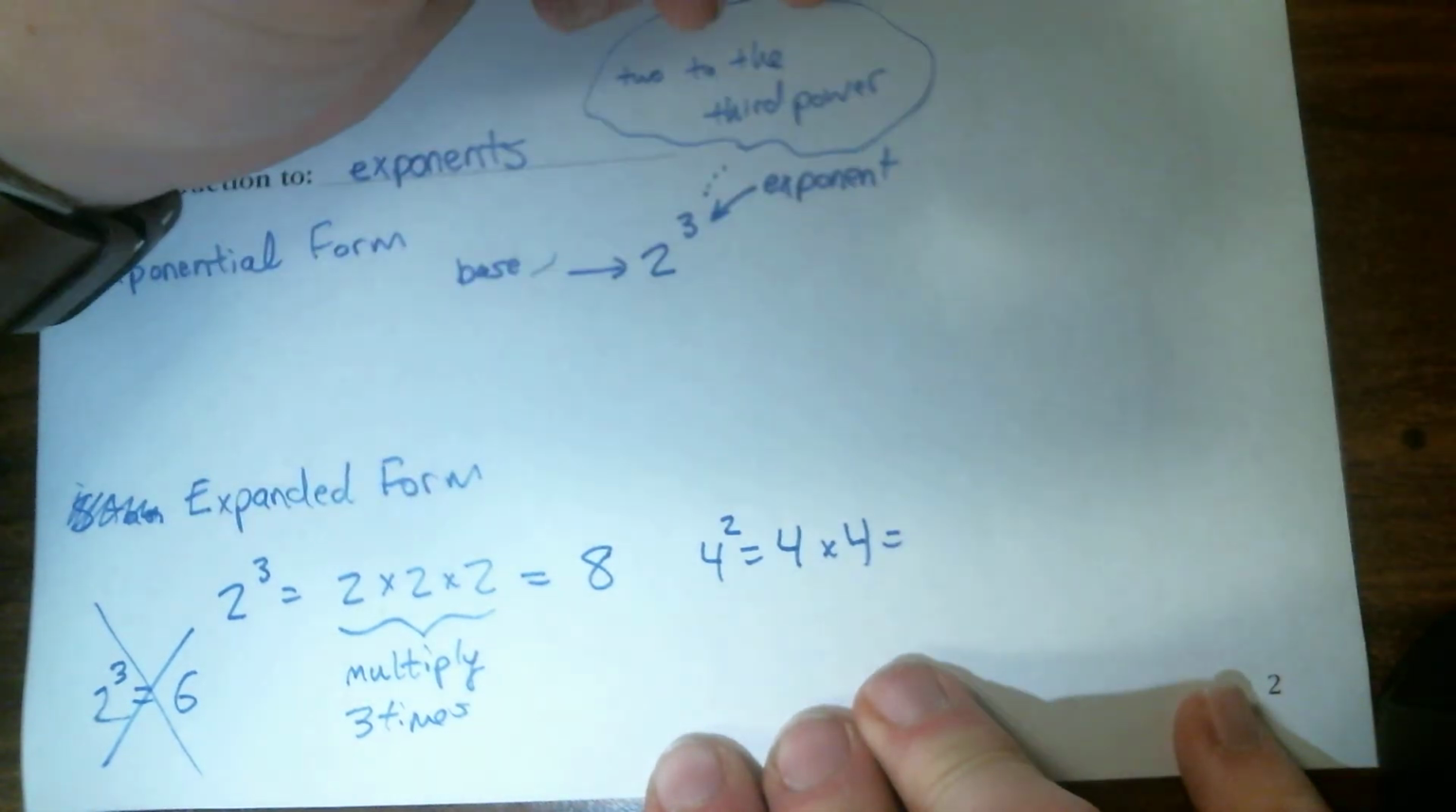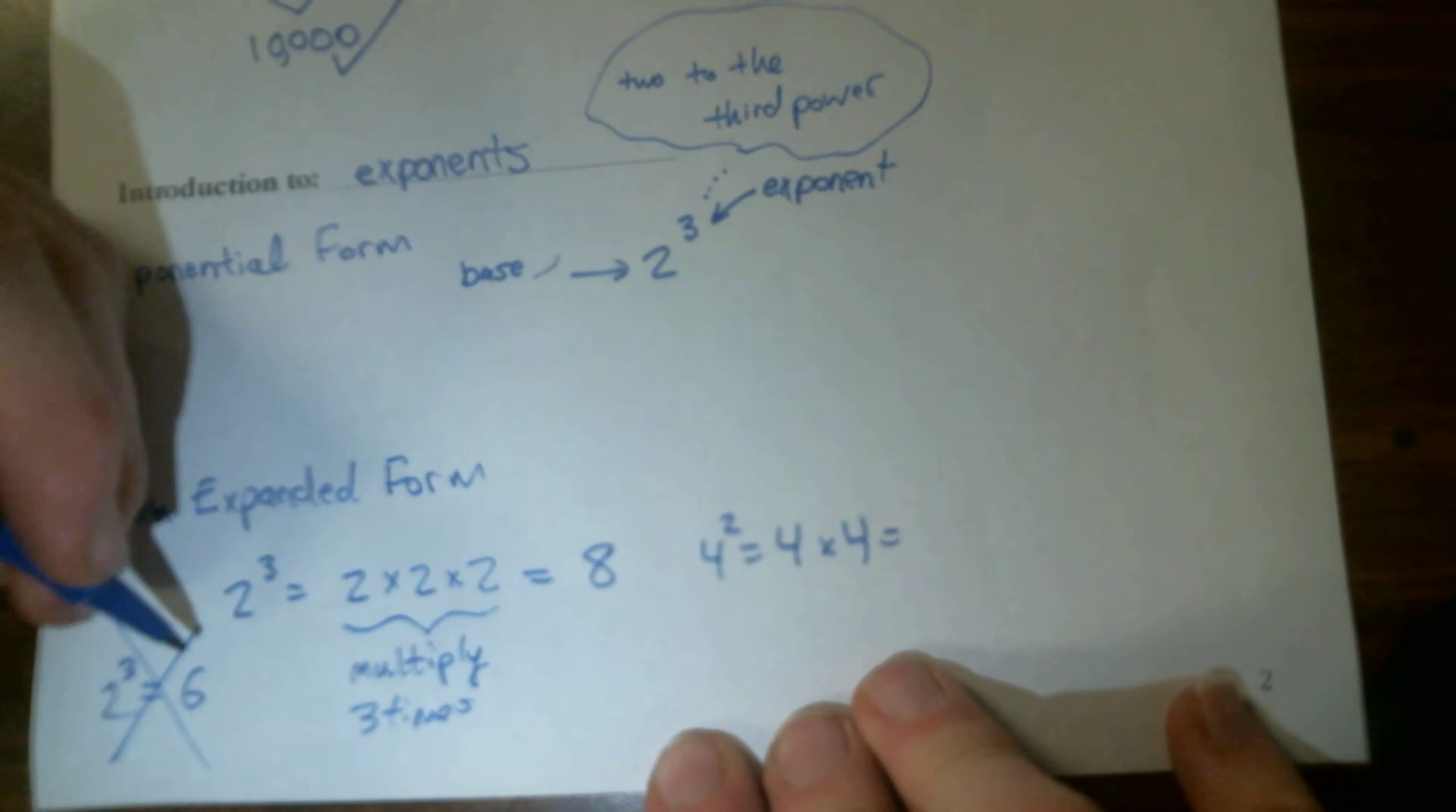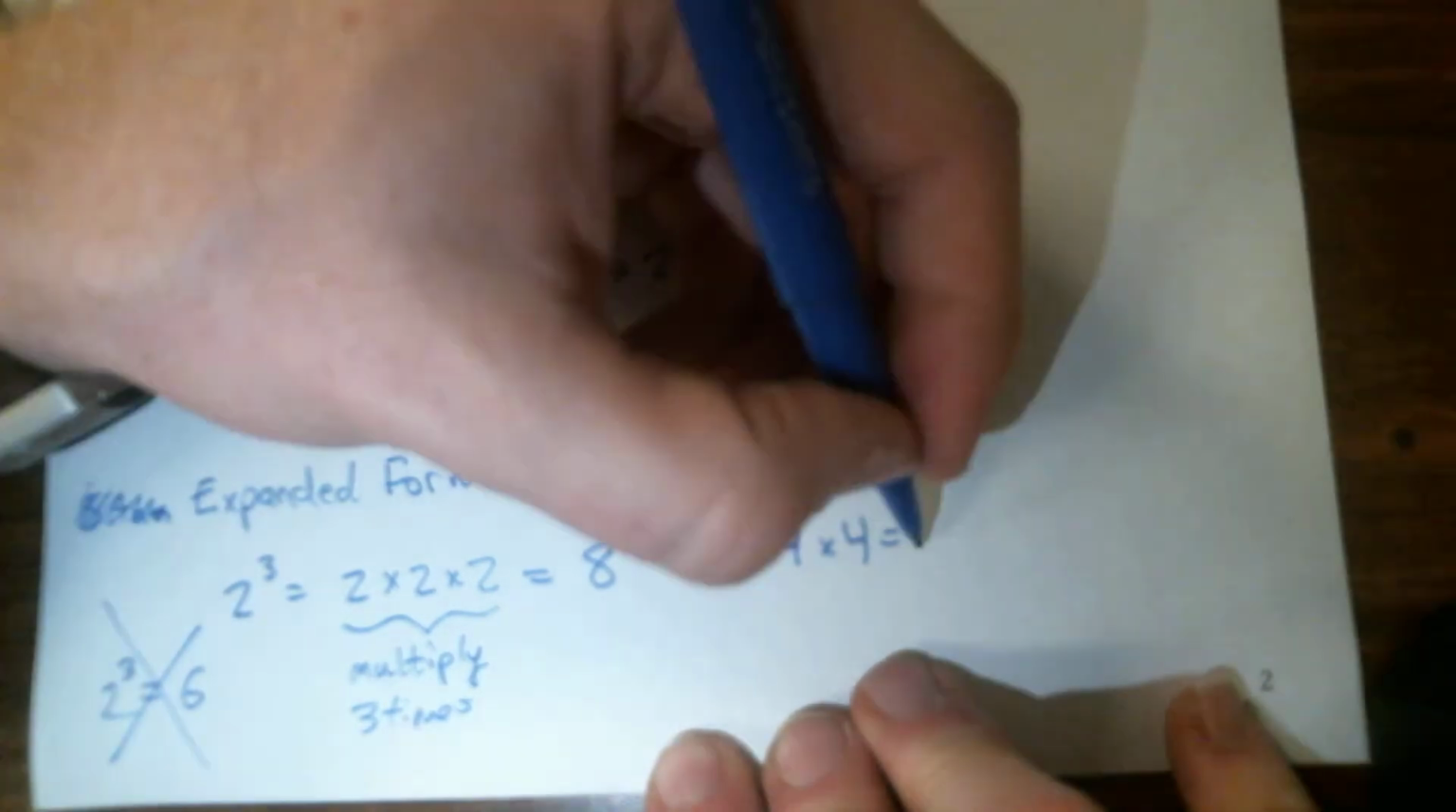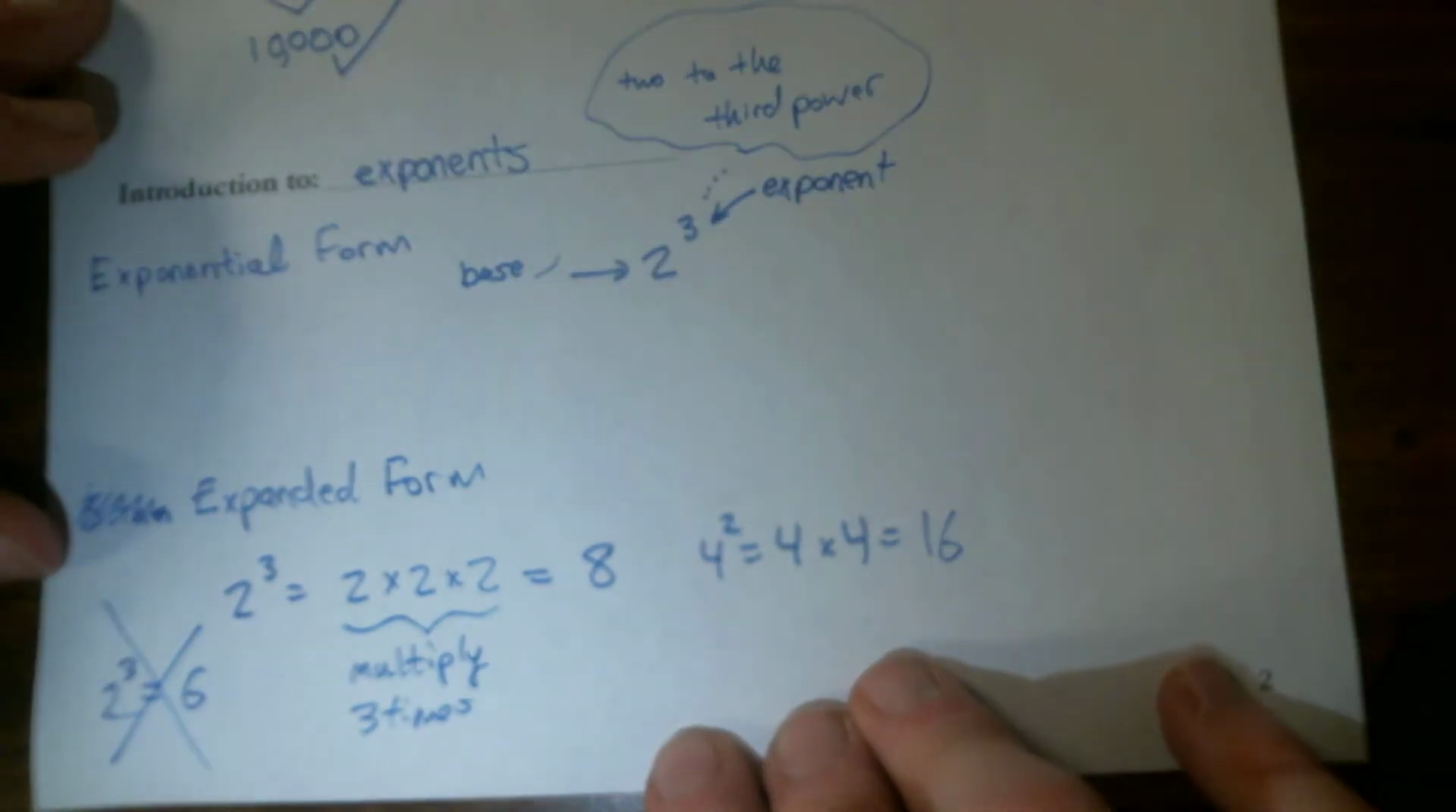So what does this equal? 4 times 4? Well, that's not 8. Don't make a silly mistake like we did right here and we crossed it off. 4 times 4 is equal to 16.